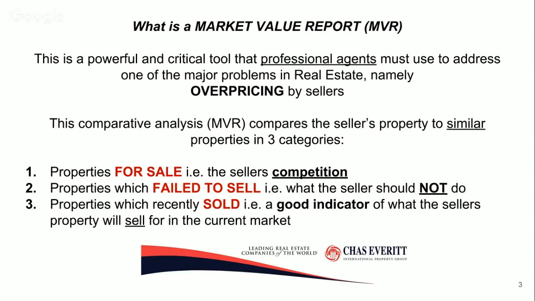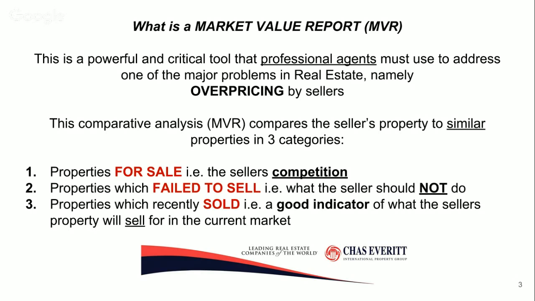Firstly, it is a powerful and critical tool that professional agents must use to address one of the major problems in real estate, namely overpricing by sellers. This comparative analysis or market value report compares the seller's property to similar properties in three categories, which the other Lightstone and SAPTG reports and CMA info do not do completely. The three categories are properties that are for sale. That is the seller's competition.